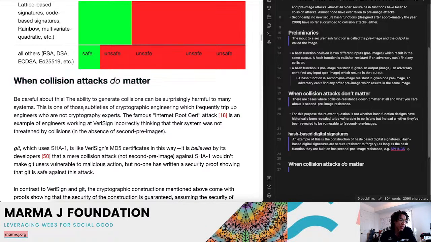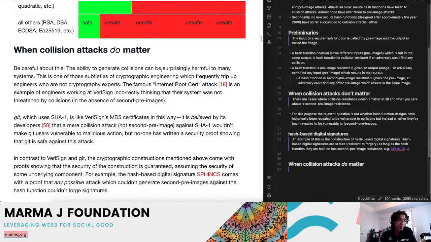So be careful about this. The ability to generate collisions can be surprisingly harmful to many systems. This is one of those subtleties of cryptographic engineering which frequently trip up engineers who are not cryptography experts. The famous internet root search attack is an example of engineers working at VeriSign incorrectly thinking that their system was not threatened by collisions in the absence of second pre-images.